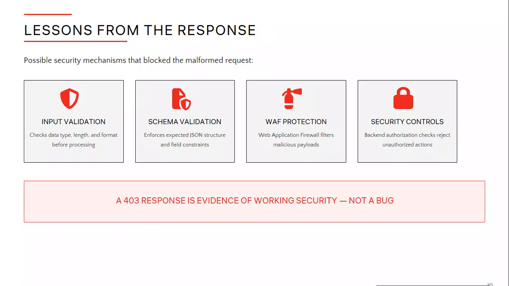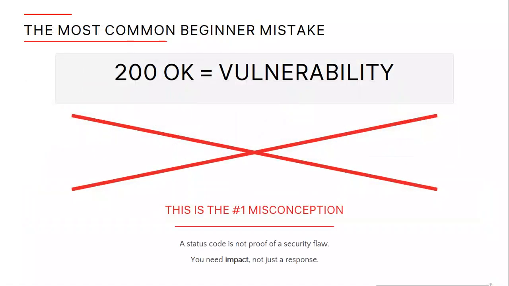Now, for security controls on the backend servers, backend authorization checks reject unauthorized actions. As far as an action is unauthorized, the server will not accept it. So a forbidden response is evidence of working security, not a bug. When you find a forbidden response, you already know this is security at work.